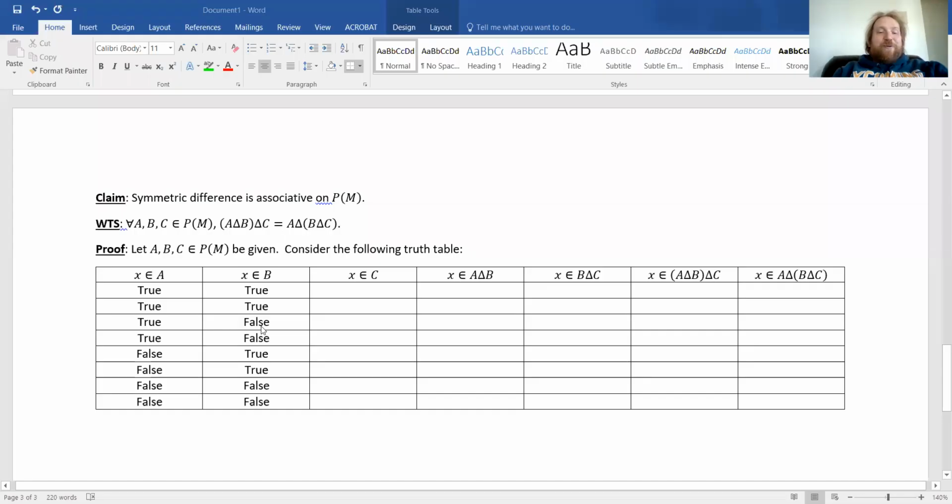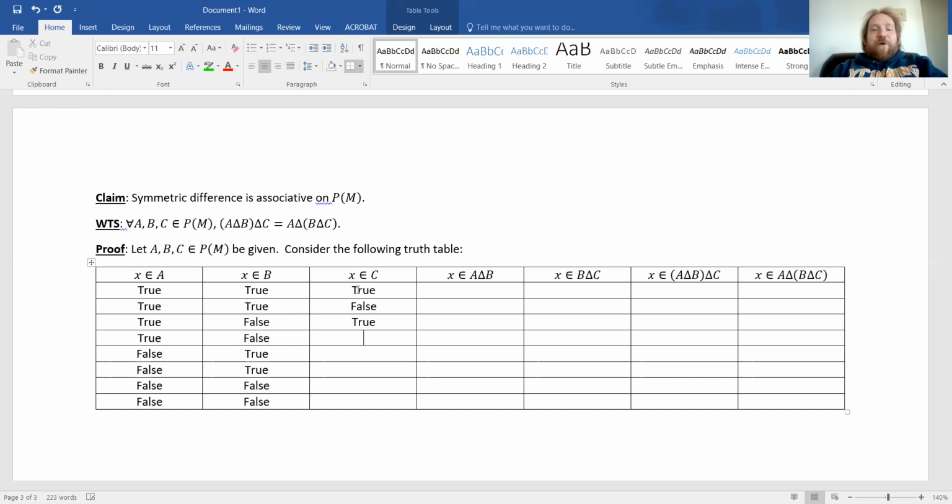Back to the lecture. So the second is 2 true, 2 false, 2 true, 2 false. The third one is true, false, true, false, true, false, true, false.